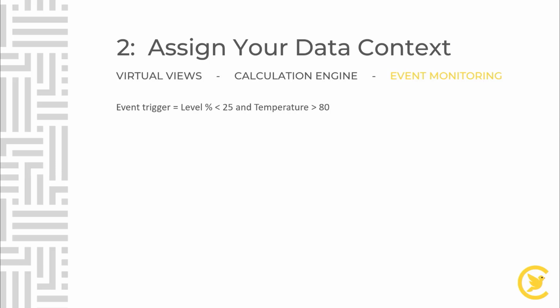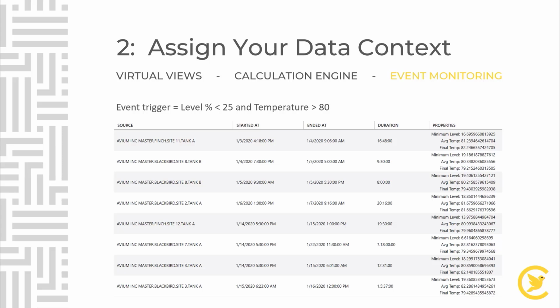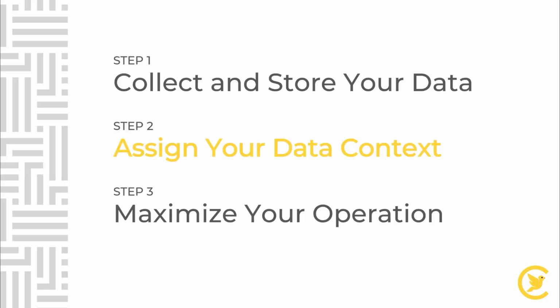Now, constructing a rule is the trigger for the event, and the simple rule would be to start the event if the level of the tank gets below 25% and the temperature of the liquid gets above 80 degrees. So we ran this with simulation data, and what we got back is a list of instances of events within the conditions we structured at various sites. And notice, you get the source, the start and end time, the duration, as well as analytic properties associated with the event. All of this information is customizable, and it can be tailored to fit your needs.